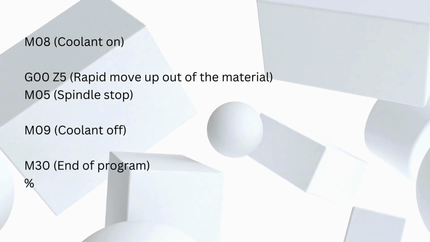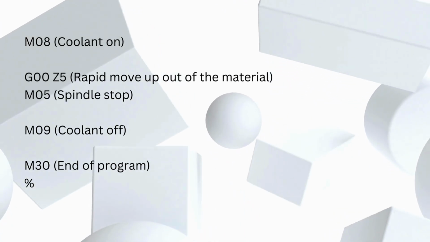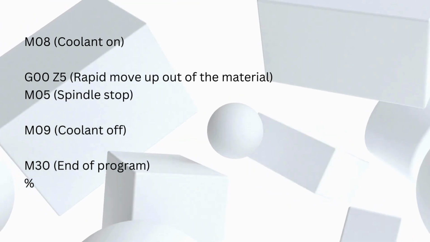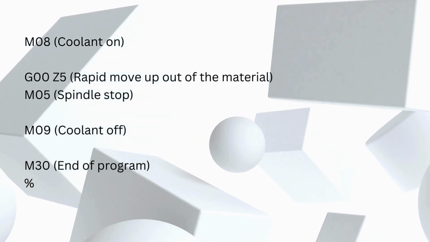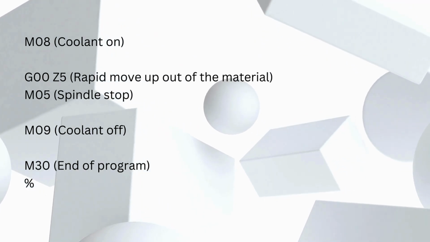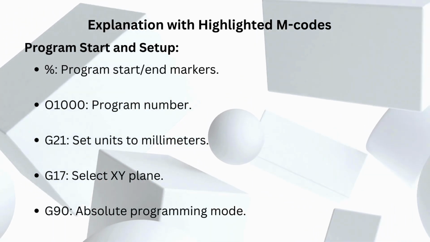M08, coolant on. G00Z5, rapid move up out of the material. M05, spindle stop. M09, coolant off. M30, end of program. Percent. Explanation with highlighted M codes.